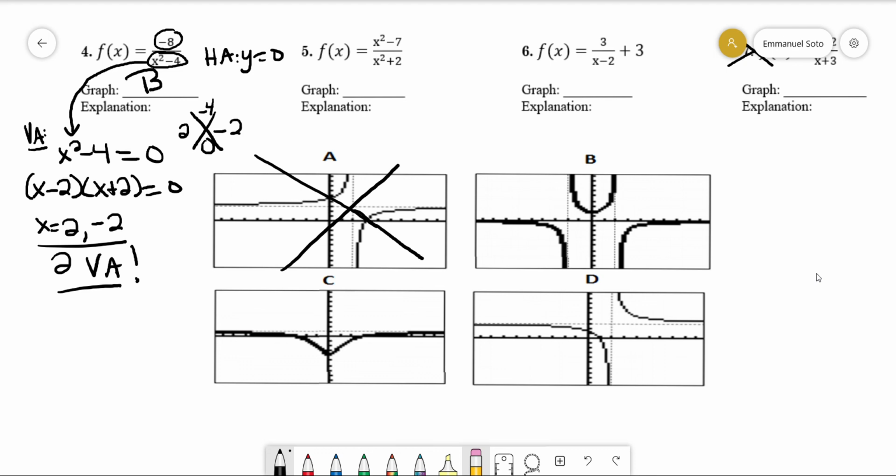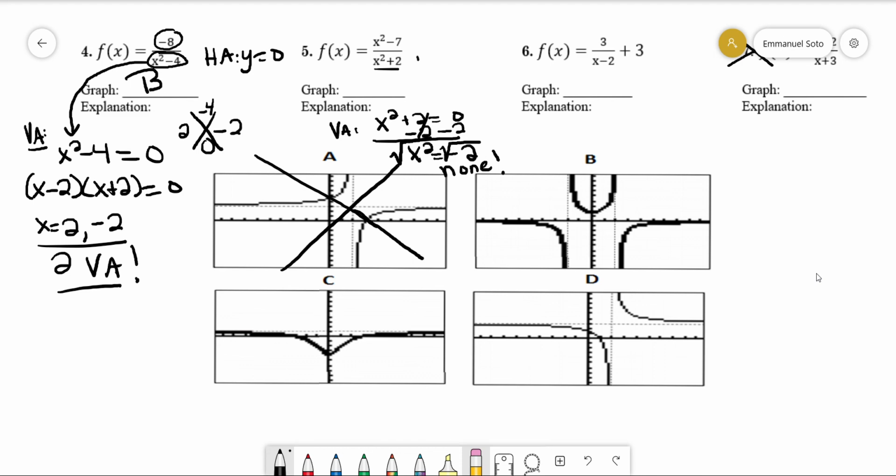Now let's look at number 5. If we look at the vertical asymptote, we want to set the denominator to 0 and solve. Move the 2 over, so you have x squared equals negative 2. In order to get rid of the x squared, we need to do the square root. But you cannot take the square root of negative 2, and therefore this cannot work. So there is no vertical asymptote. The only one where you have none is C. So C has no vertical asymptote at all.